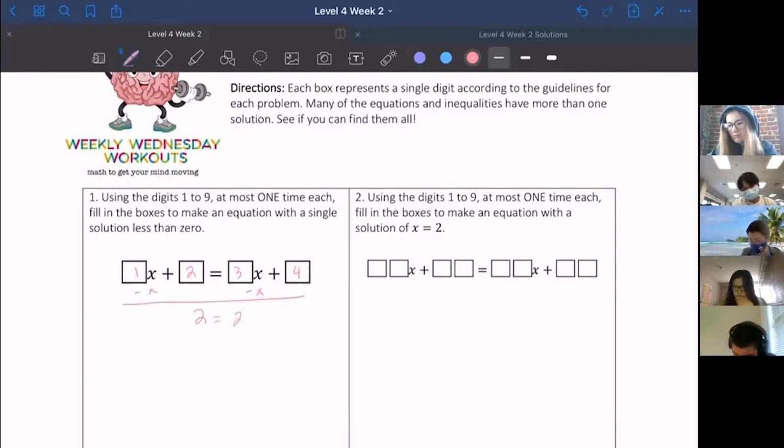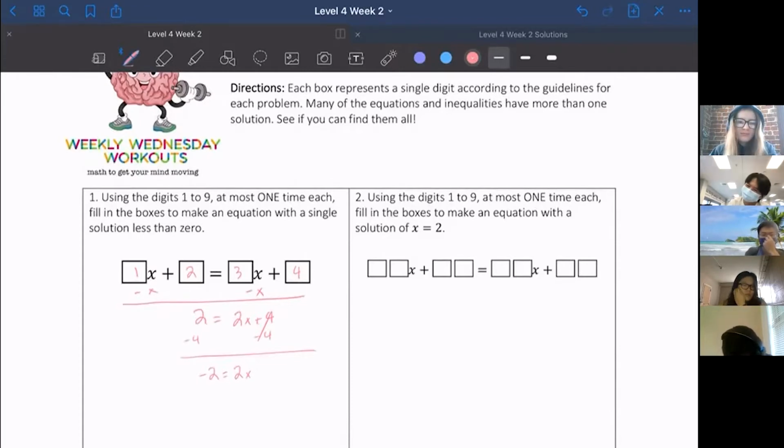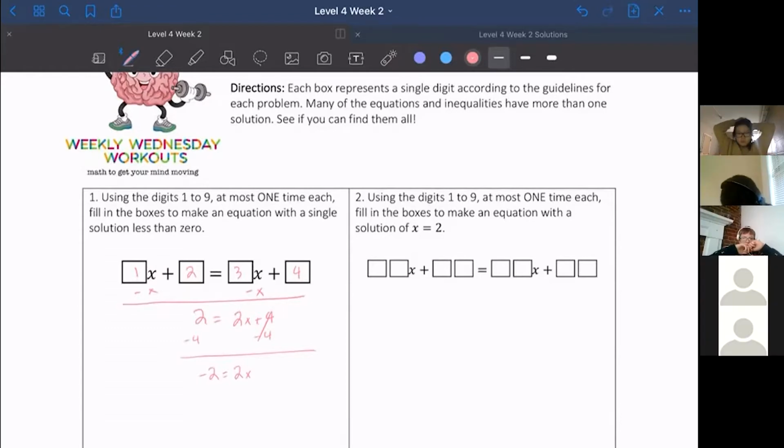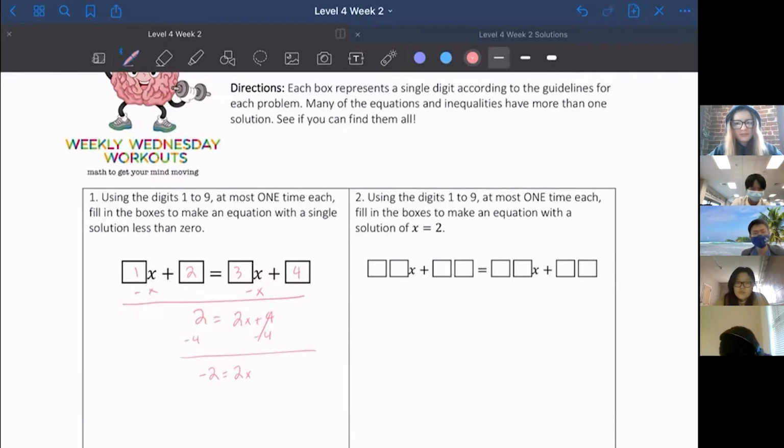So we'll get 2 equals 2x plus 4. And then we have to subtract all of the numbers to the other side. So we get negative 2 equals 2x. And what do we do now? I think we divide by 2. Okay, we divide by 2. Why do we divide by 2? Well, we divide by 2 to get x by itself. So x equals negative 1. And is negative 1 less than 0? Yes, so that's one solution.